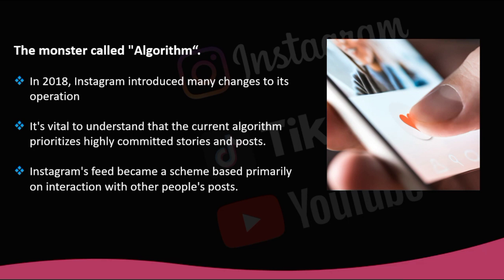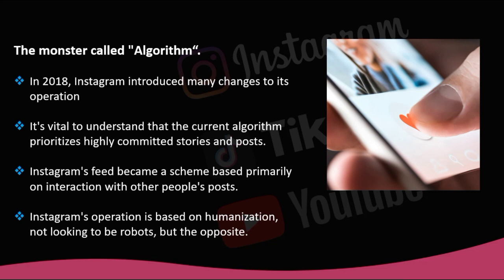In a report about the new algorithm, Instagram's representatives commented, "The content priority in your feed will depend on whether the algorithm determines the content is interesting for you and on the quality and quantity of interactions with the person who is posting." In other words, Instagram's operation is based on humanization, not looking to be robots, but the opposite. Instagram seeks to get closer to you by providing you with the tools that will allow you to get closer to your followers, get to know them and interact with them. It's up to you to do the job.